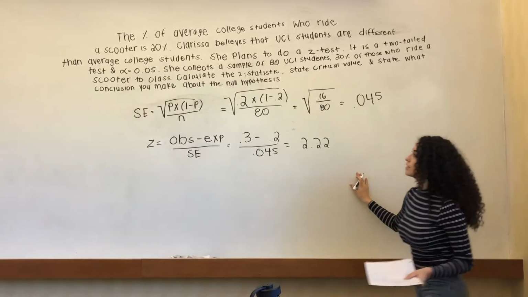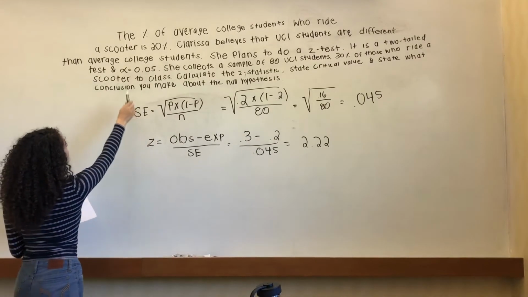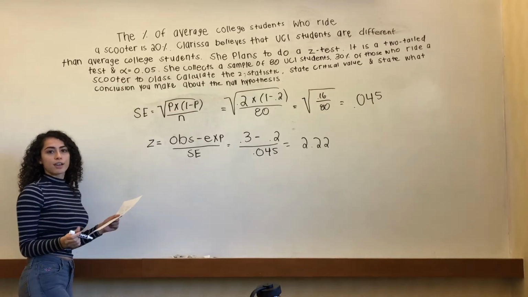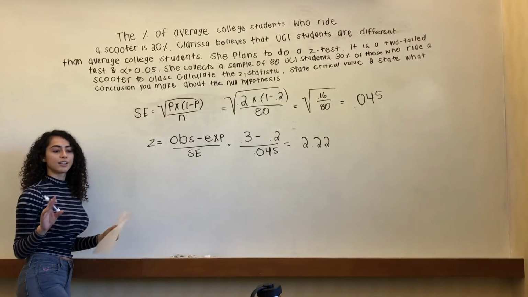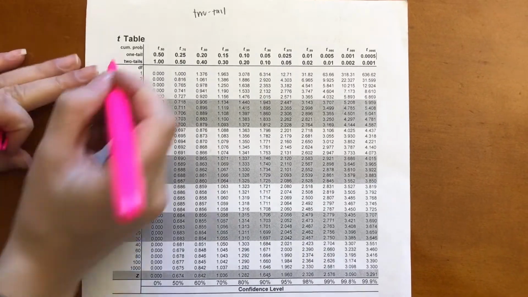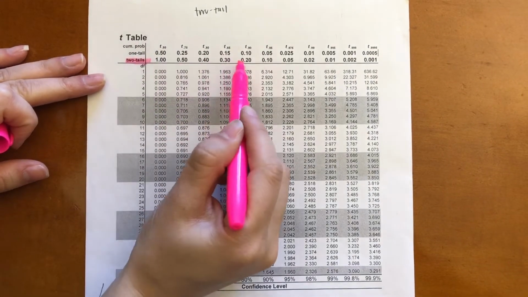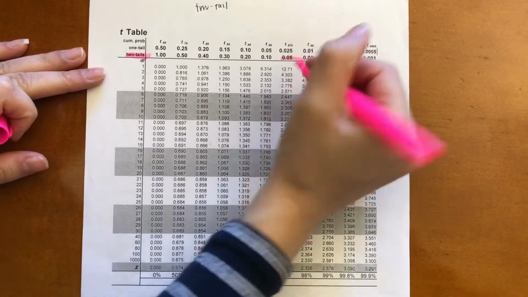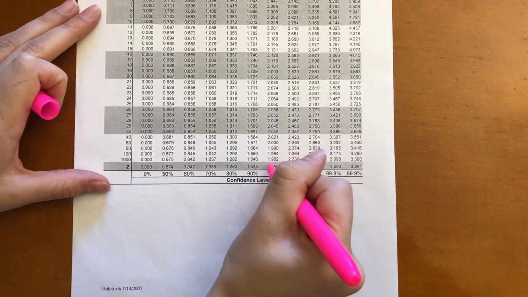After we find the standard error and the z statistic, we are able to find the critical value. In this case, the critical value is based off of sigma, which is 0.05. So we look into our critical value table. Because our problem is asking for a two-tailed test, we're going to look at this section. Sigma is equal to 0.05, so we go down this column, and our critical value will be 1.96.